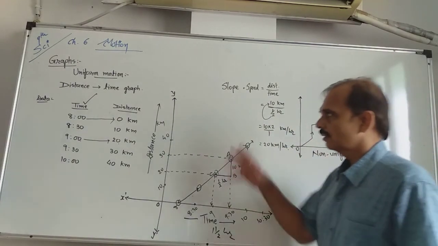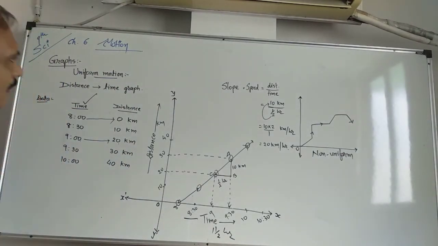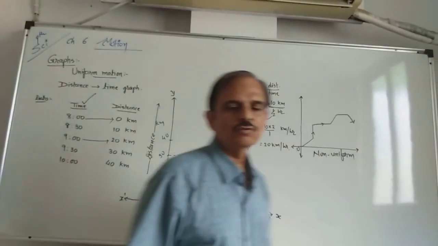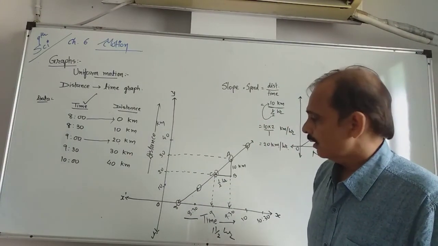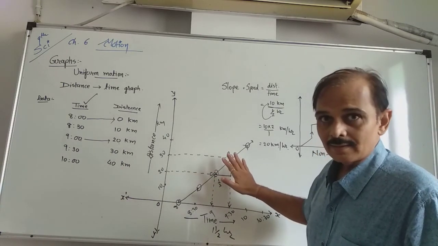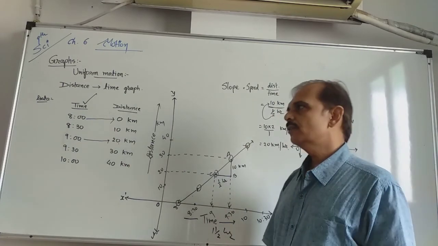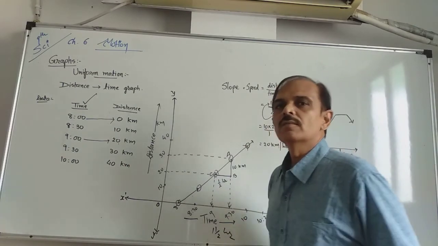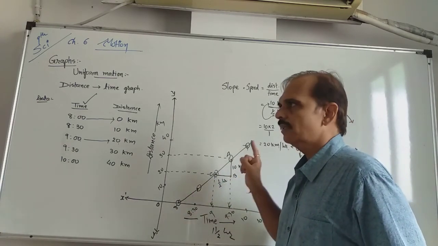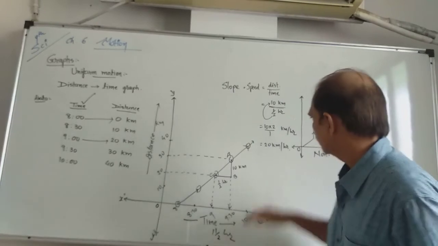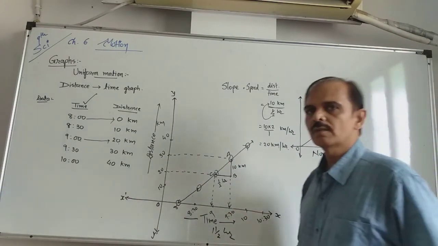So from this uniform motion graph, the distance versus time graph, a question may be asked: write the uses of the distance versus time graph. You can write it in this way. At a glance, we can find out the nature of motion, whether it is uniform or non-uniform. Is it clear? If it is uniform motion, then the graph is a straight line, and if it is non-uniform motion, then the graph is zigzag. So from the graph we can find out the nature of motion.